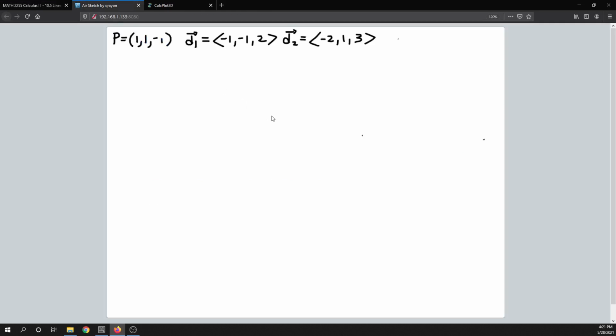All right, and so remember the vector equation for a line is going to be L of t equals the vector p plus t times the direction vector d. And so the vector p is the vector that has initial point the origin, (0, 0, 0), and terminal point (1, 1, -1). So that vector is (1, 1, -1).